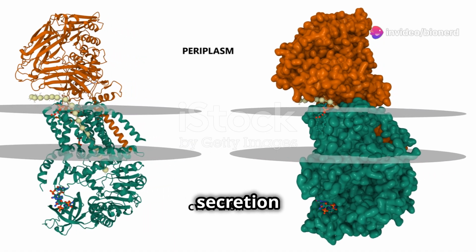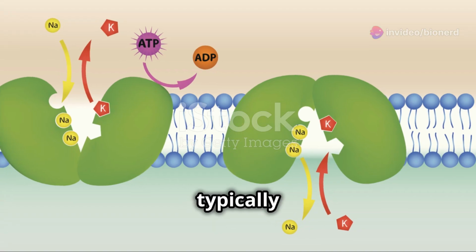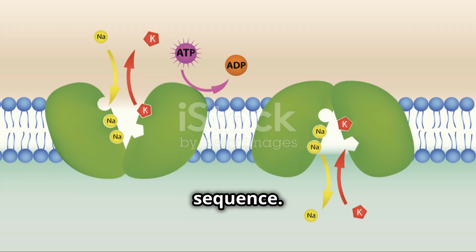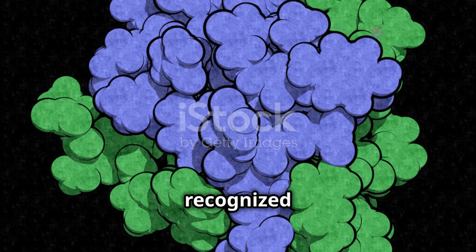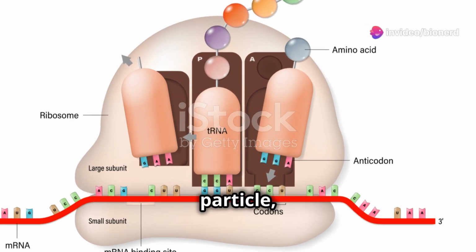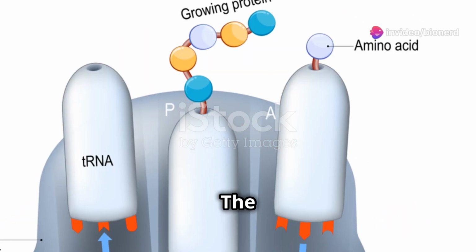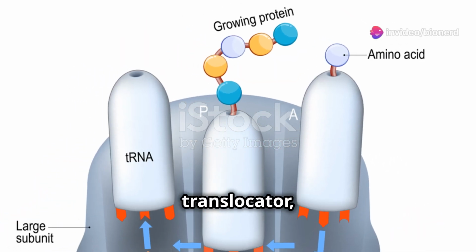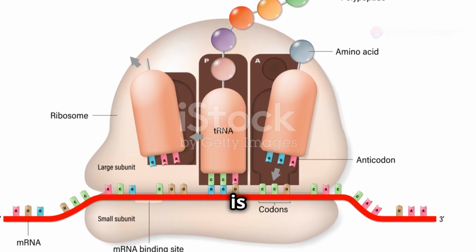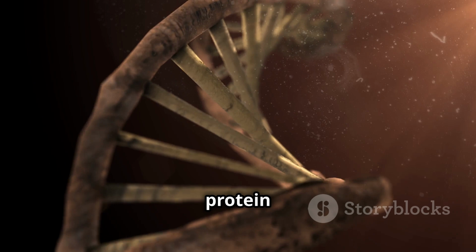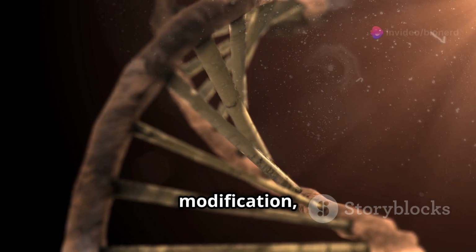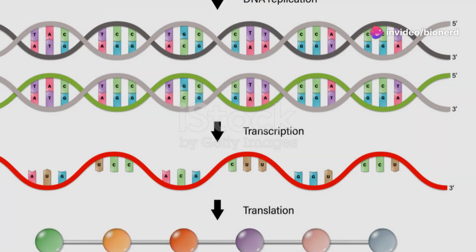Proteins destined for secretion or insertion into membranes typically contain a signal sequence. As the ribosome synthesizes the protein, the signal sequence is recognized by a signal recognition particle, or SRP. The ribosome docks onto a protein translocator and the polypeptide chain is threaded into the ER lumen. Once inside the ER lumen, the protein undergoes folding and modification, assisted by chaperone proteins.